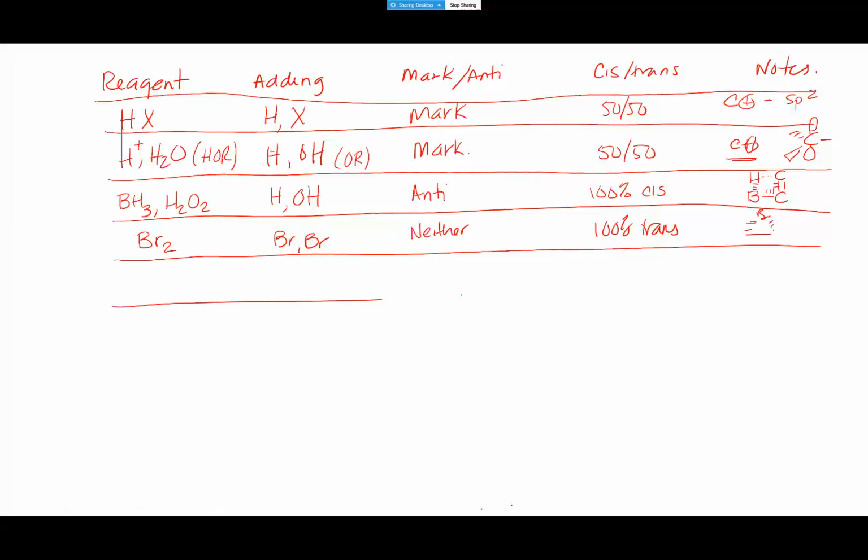So then our next modification of that was Br2 and water, although we could substitute an alcohol for the water. And so what are we adding here? A Br and an OH. And if we use the alcohol, we would add a Br and an OR group.